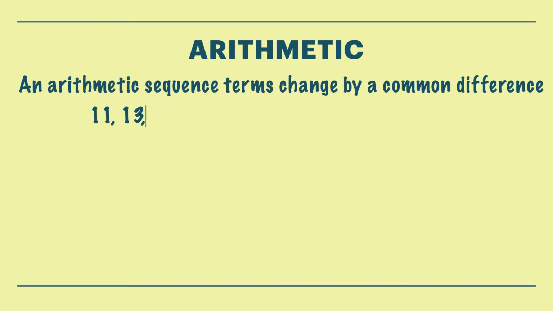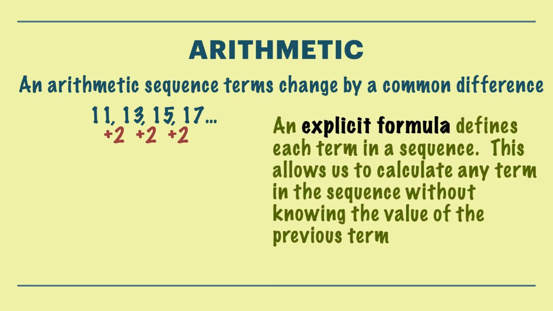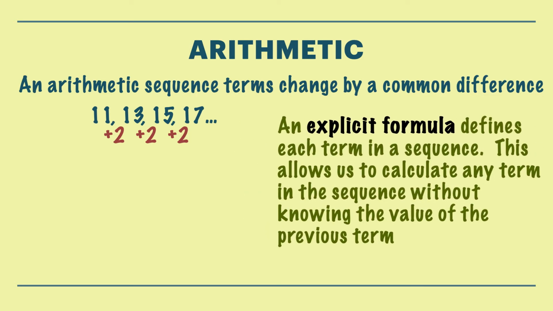All right, so let's look at our original sequence, 11, 13, 15, 17. So how did I get from 11 to 13? Well, I can add 2. So if I add 2 to get from 11 to 13, can I add 2 to get from 13 to 15? Yes, I can. And I can add 2 to get from 15 to 17. So the common difference is 2.